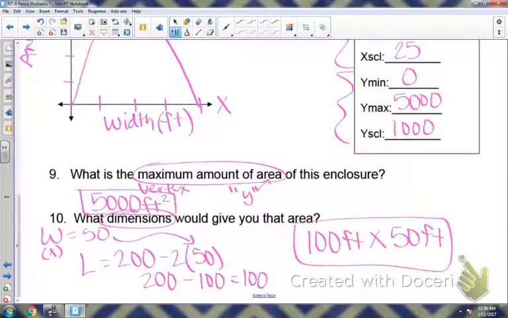Okay, so this is another way that you could use parabolas in the real world, talking about perimeter and talking about area.